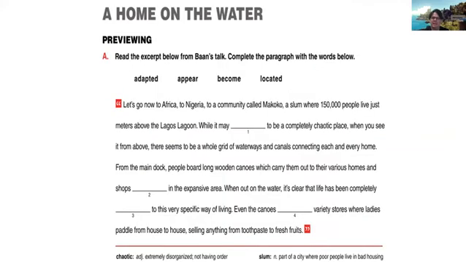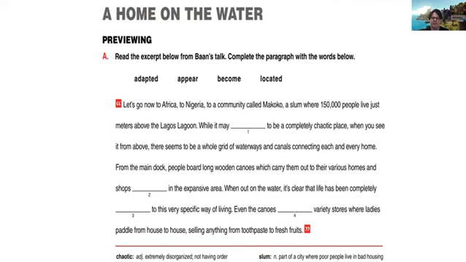So this is a direct quote from his talk. Here are the words: adapted, appear, become, located. So to make it easy, I'm going to read what the book wants you to do. Read the excerpt from Bond's talk, complete the paragraph with the words below. But I'm going to read this right now without the answers.